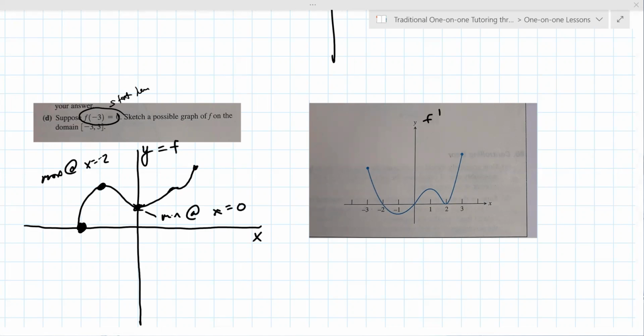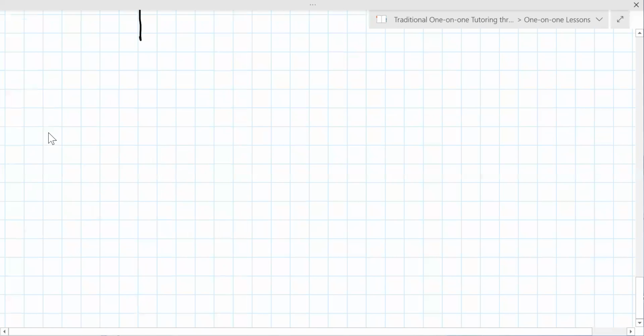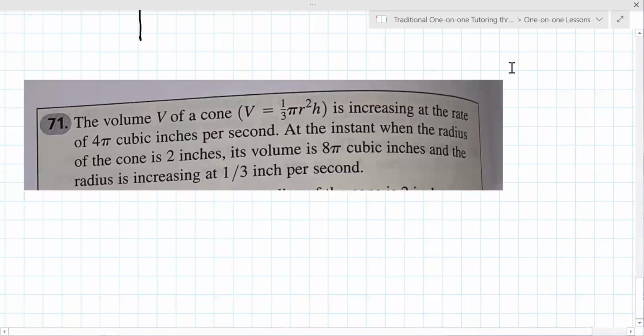All right, so 71 is not optimization, though it's sometimes confused with optimization. It's a related rate question. I think we did some of these at some point. The volume of a cone, which is given. Will your instructor give you these formulas or do you have to memorize them? He'll probably, I can ask him that. Okay, that's a good one to find out, because it could be just a little extra thing.